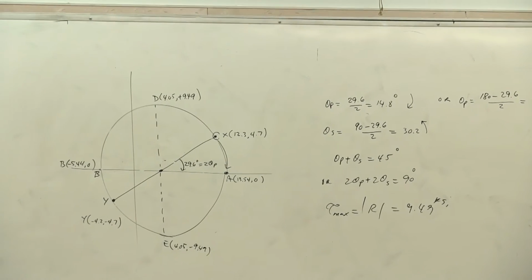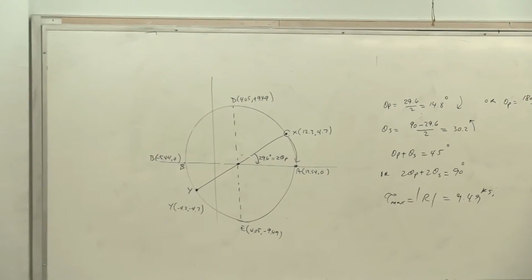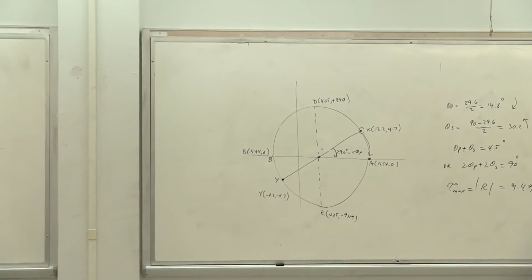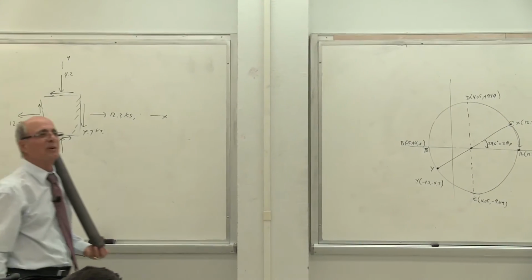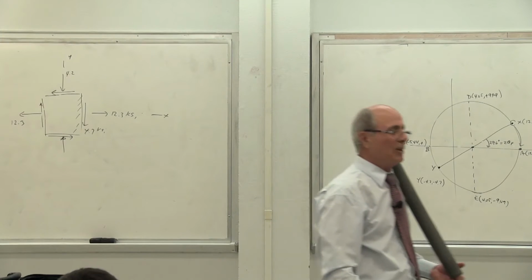If I go that way, this is x and y. If I go that way, x becomes b. But I went the short way because it's easier to go the short way. Does everybody understand it? Yes? All right, good.